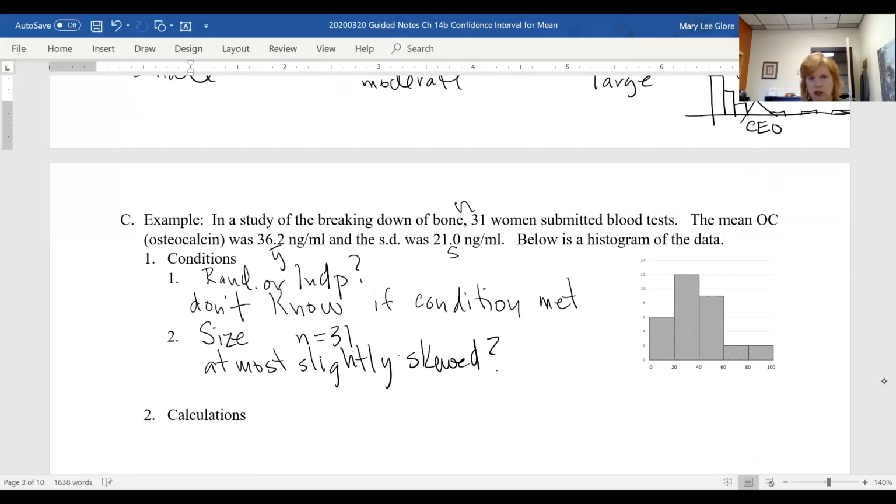All right. So I got to go to the histogram. Here's my histogram. Is it at most slightly skewed? Yeah, I've got like 3 bars to the right, 1 bar to the left. It's only a couple extra bars, so yes. All right. So that means this condition's met.